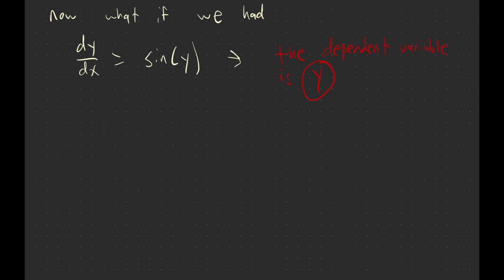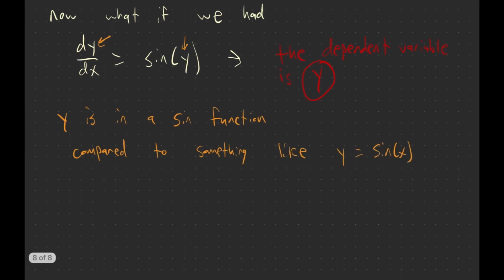So let's try a few examples. If we had something like dy over dx equals sine of y, we have to take note of what the dependent variable is. As you can see with the derivative, we're taking the derivative of y with respect to x, so y is the dependent variable. And it's buried in a sine function. We can compare this to a typical equation like y equals sine of x, and we know y equals sine of x is not a linear equation. It is sinusoidal.